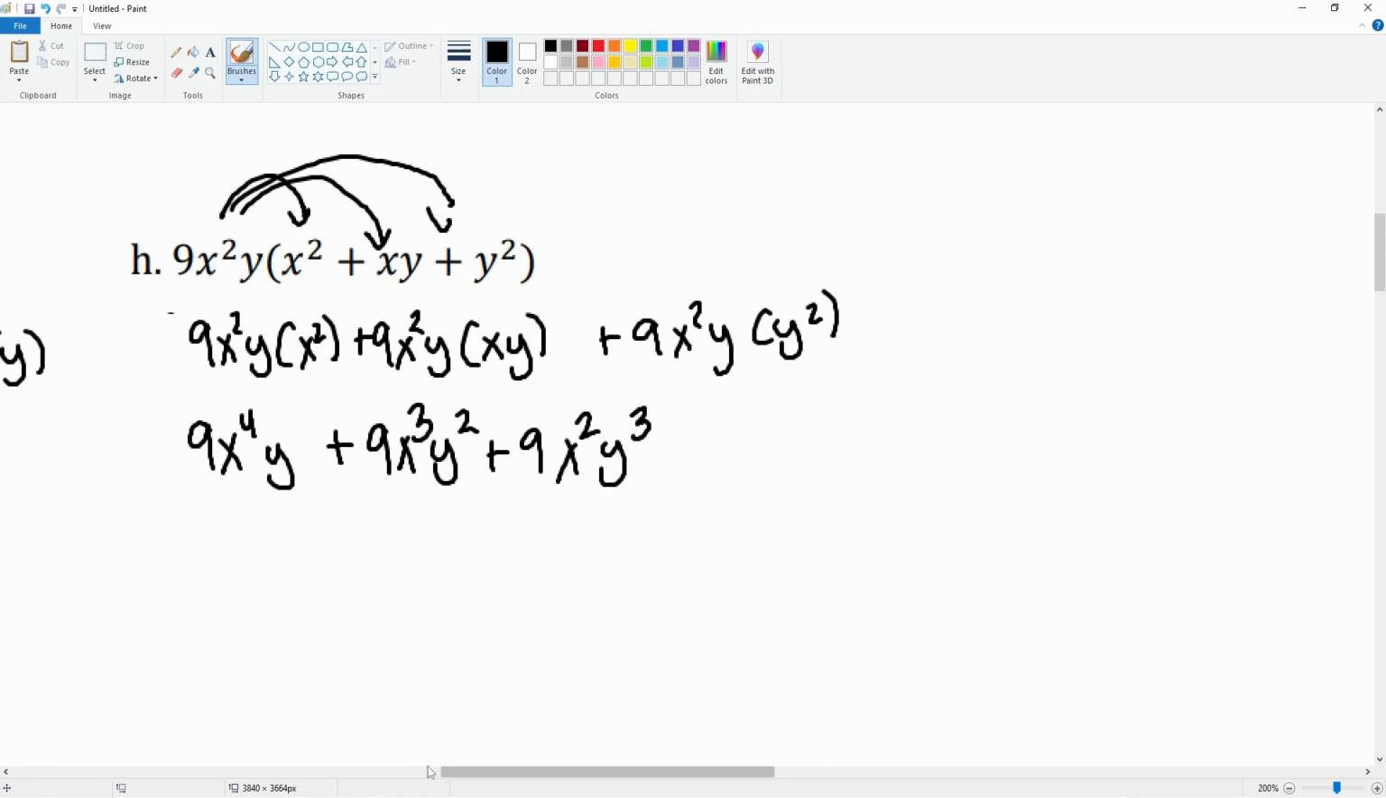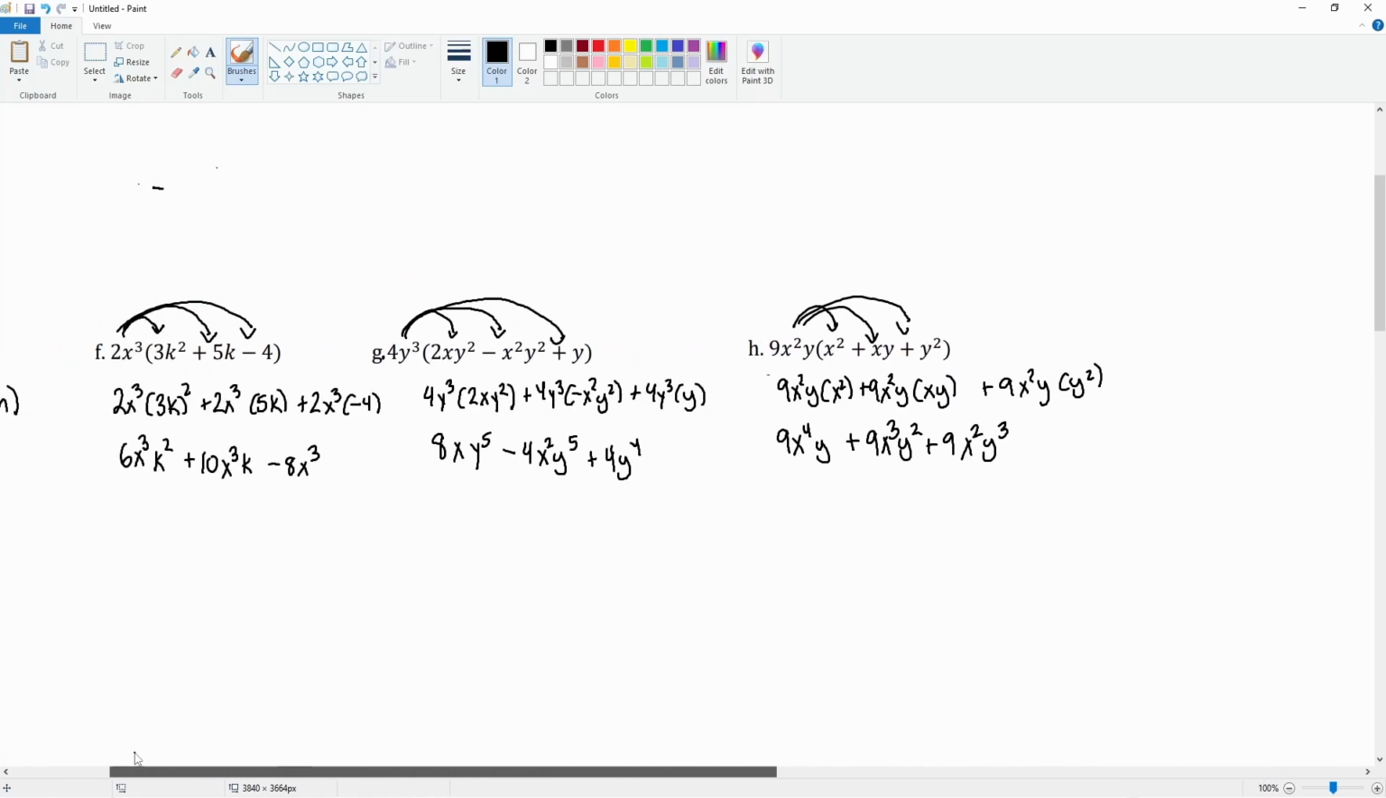All right, so there you go. That is how you multiply the polynomials.